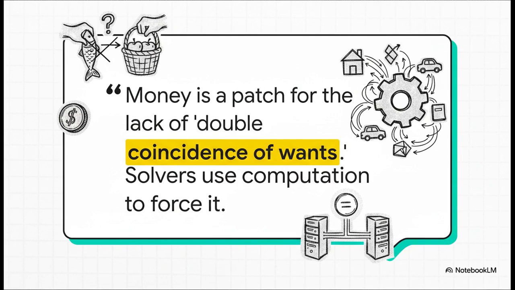I love this quote from the Anoma vision paper because it's so profound. If you think about it, we invented money because it's really hard to find someone who has exactly what you want and at the same time wants exactly what you have. That's the double coincidence of wants. But this new model uses pure computation to solve that ancient economic problem. Solvers are kind of like a universal matching engine for the global economy, forcing that coincidence to happen.